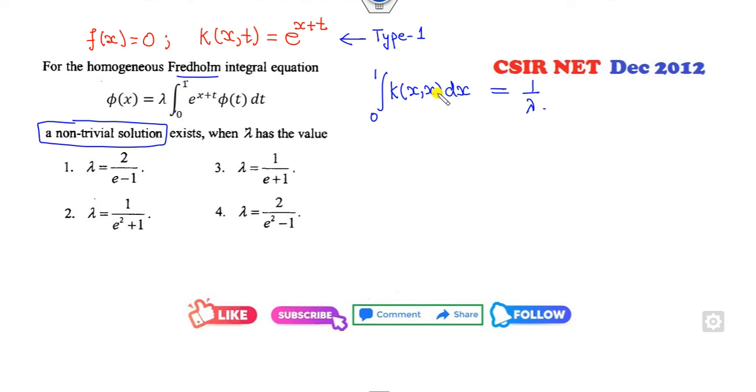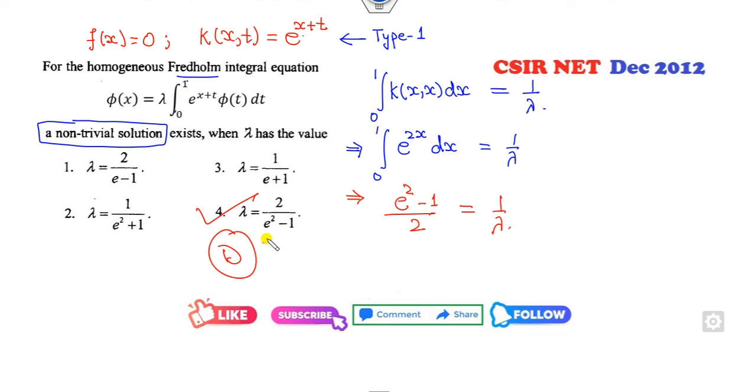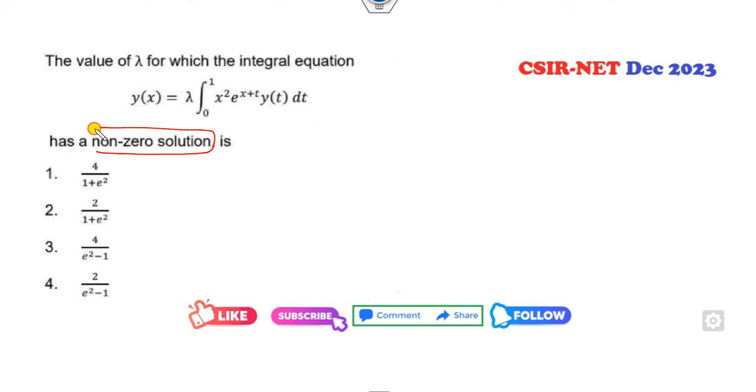Now you can substitute the value. What is k of x comma x? It is e raised to power 2x, which is equal to 1 over lambda. Now what is the integration of this? E square minus 1 over 2 is 1 over lambda. So what is the value of lambda? Lambda is 2 over e square minus 1, the right answer. For what value of lambda does it have a non-zero solution? That means the non-trivial solution.